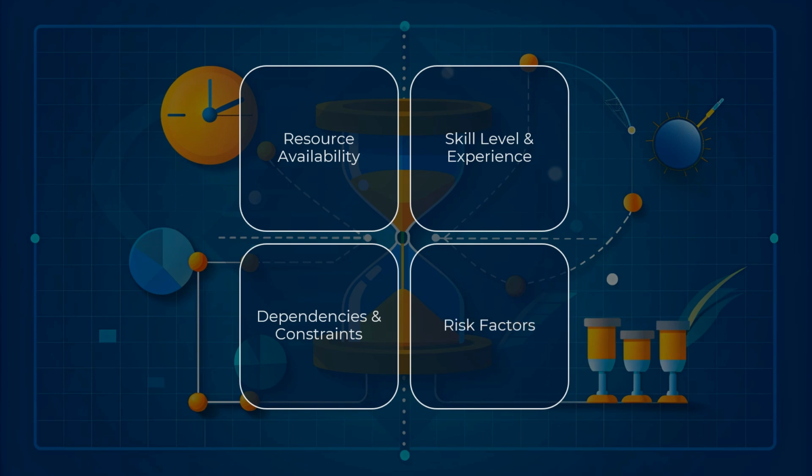In conclusion, several factors affect the estimation of activity durations: resource availability, skill levels and experience, dependencies and constraints, and risk factors. By understanding and addressing these factors, project managers can create more accurate and realistic schedules, leading to better resource management and project outcomes.